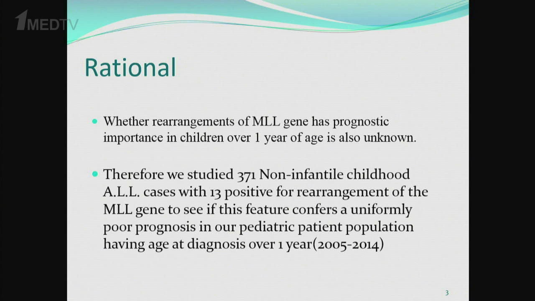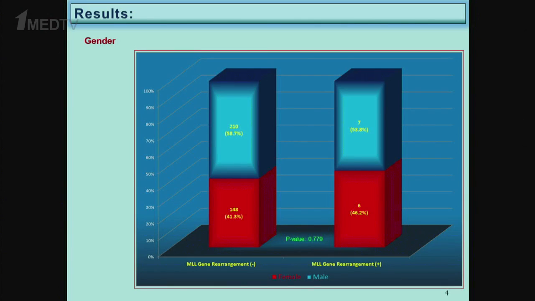So here we reviewed 371 non-infantile ALL patients who were treated in a single institution, King Faisal Specialist Hospital and Research Center, over 10 years from 2005 to 2014. We were able to retrieve 13 patients who were positive for MLL rearrangement. As you see from this slide, there was no different distribution according to gender between the MLL rearrangement positive versus negative; both of them had almost an even distribution.